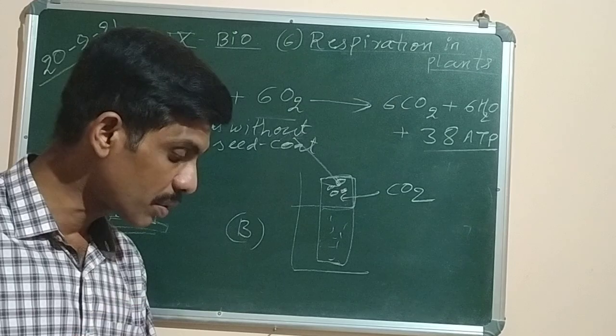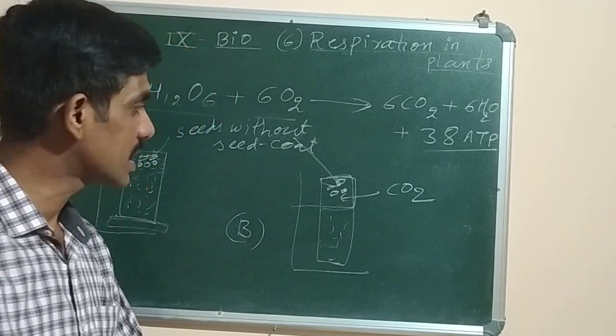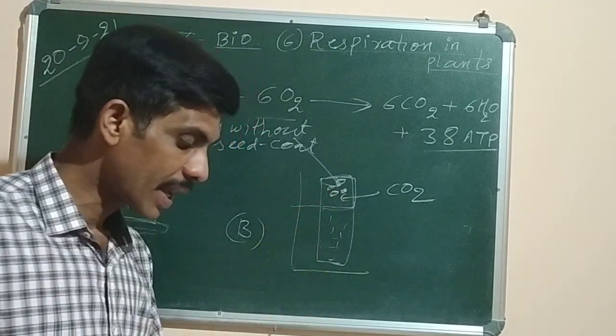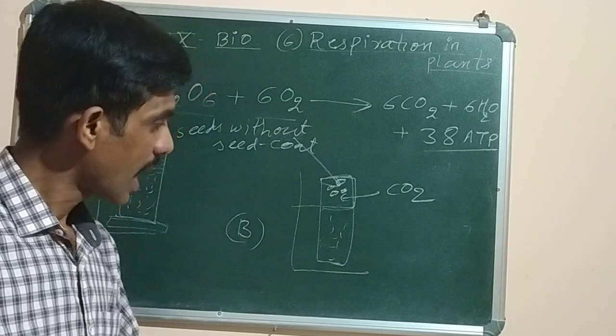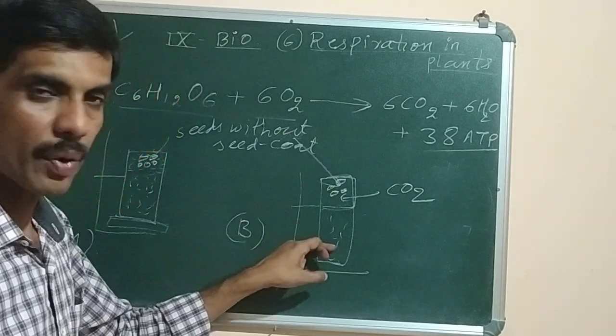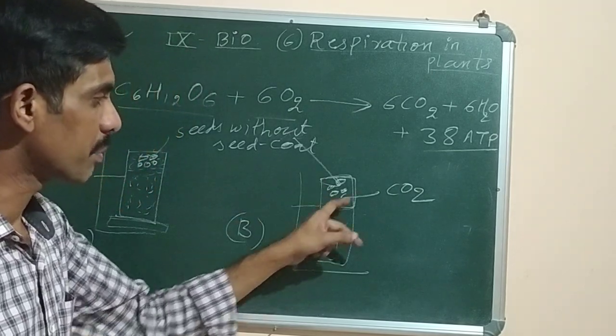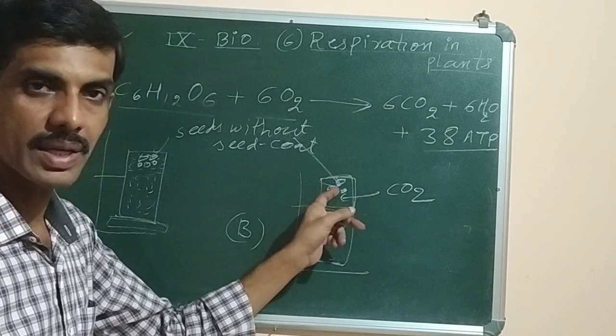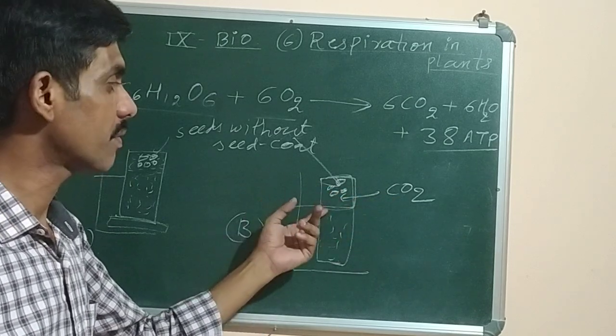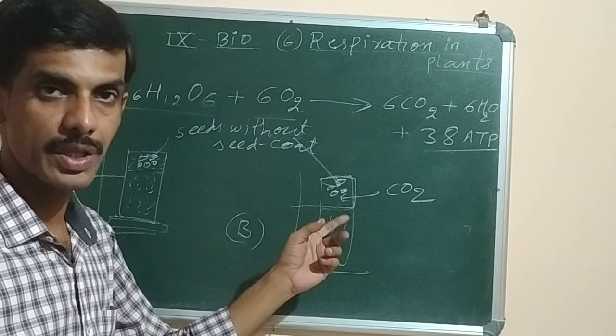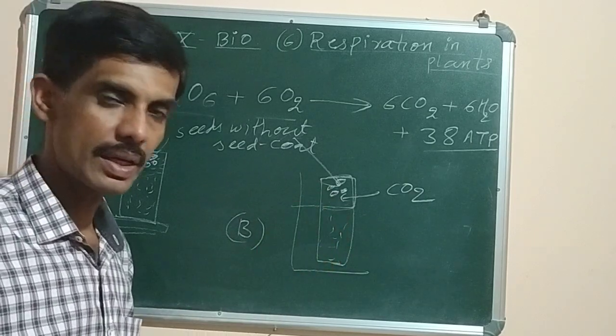So what is the conclusion? Carbon dioxide which is given by the seeds during anaerobic respiration has lowered the mercury. Why has it pushed the mercury down here? Because CO2 gas is filled inside it. From where did it come? It came from respiration, anaerobic respiration of the germinating seeds.